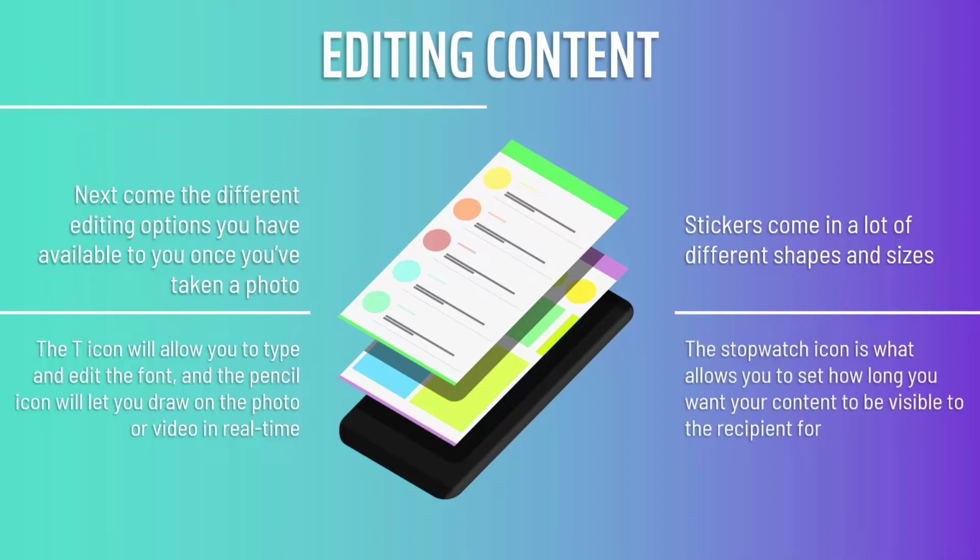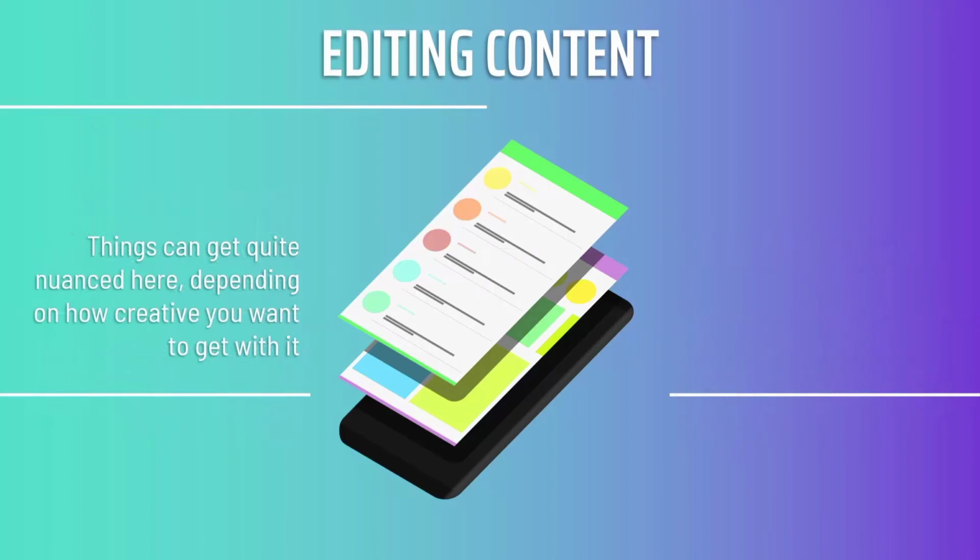The stopwatch icon is what allows you to set how long you want your content to be visible to the recipient for. This includes your stories and lets you show a quick glimpse of something or show a longer image that gives the user time to read. Things can get quite nuanced here, depending on how creative you want to get with it.